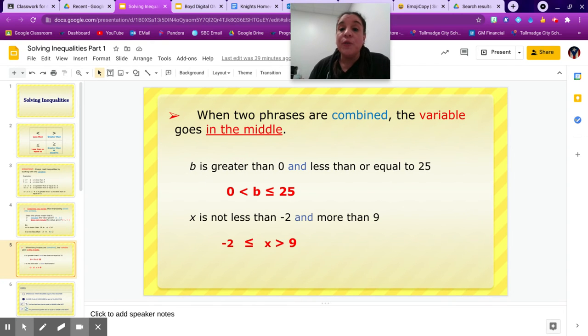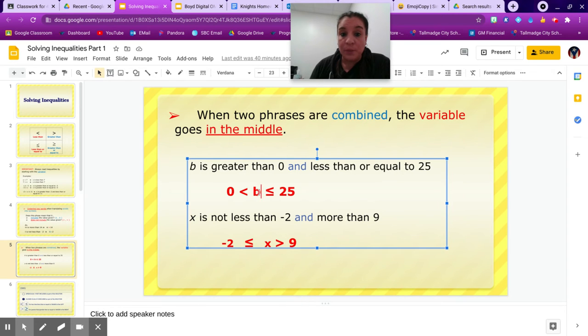When you have two phrases that are combined, the variable is going to go in the middle. And again, I take these one at a time. So b is greater than 0. I'm going to put b in the middle. I know b is greater than 0, so the alligator has to eat the b. All right, and then I know that b is also less than or equal to 25. I already have the b in the middle, so I just put my less than or equal to 25 there as well.